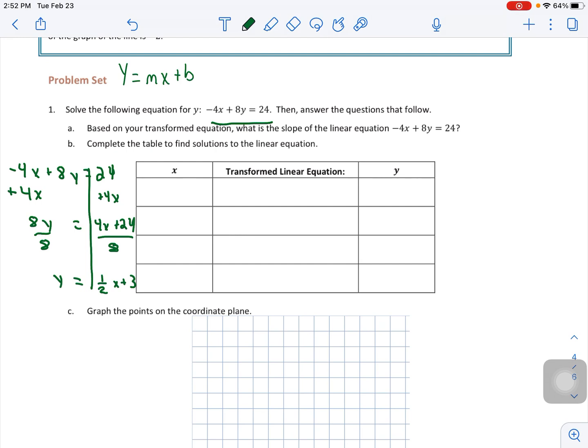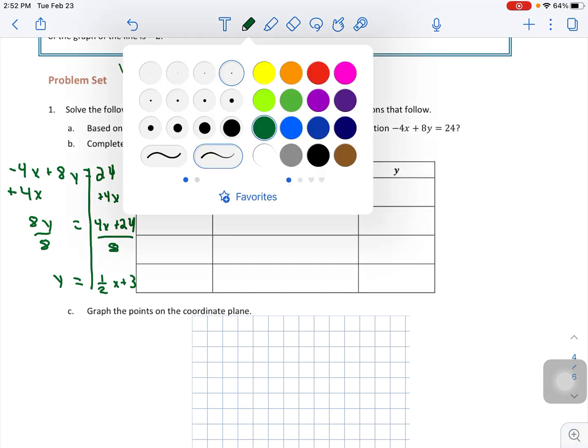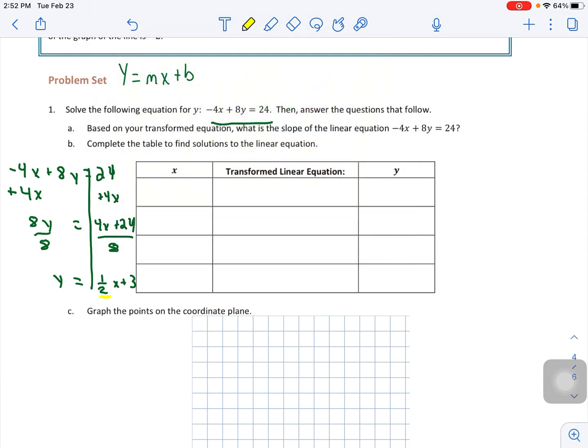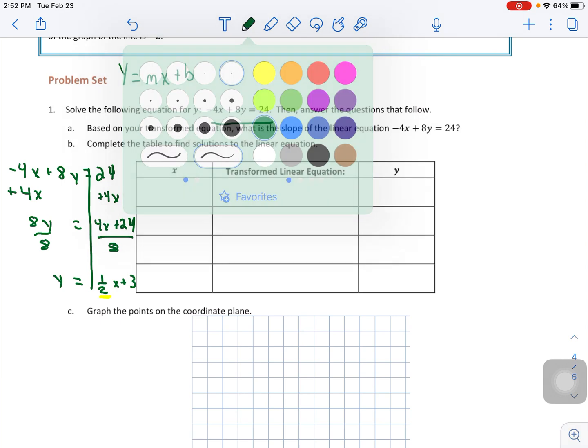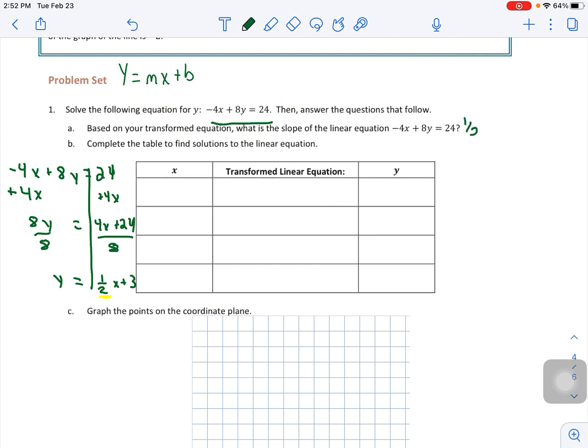Next, we're going to look at the next step, which says, what is the slope? So now that I've figured out that formula, I know my slope is 1/2. So I can answer that question for letter A by saying it is half. B, it says to use the table to solve for the linear equation. So we will do simple things like -1, 0, 1. I did it again. Since the slope is a half, we actually want to pick even numbers. So we could do -2, 0, 2, and 4.